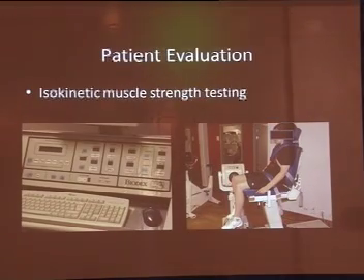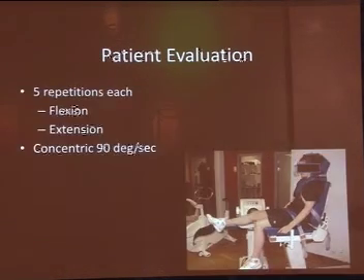Patient evaluation. 6 months down the track, we take all these patients onto the dynamometer, and this dynamometer axis matches the transcondylar axis. And the Biodex System 3 actually then takes the isokinetic parameters. This is done in 5 repetitions, flexion and extension, at a speed of concentric contraction 90 degrees per second. And we plot the results.